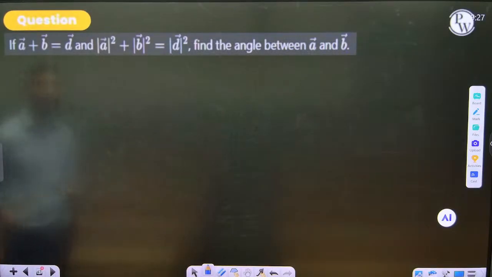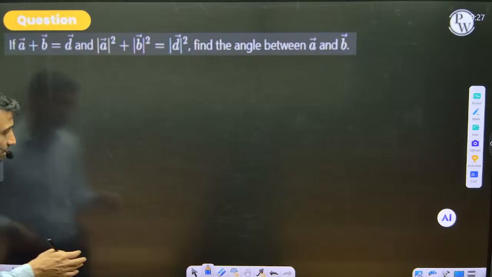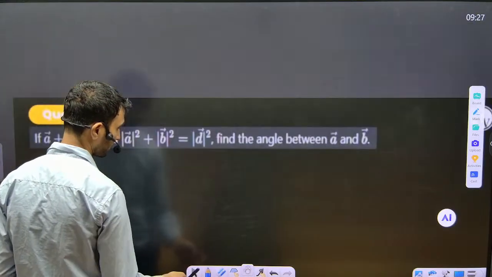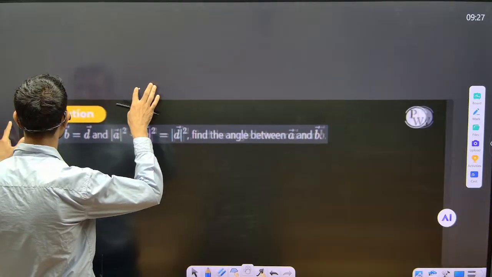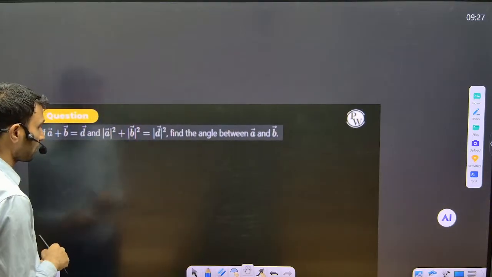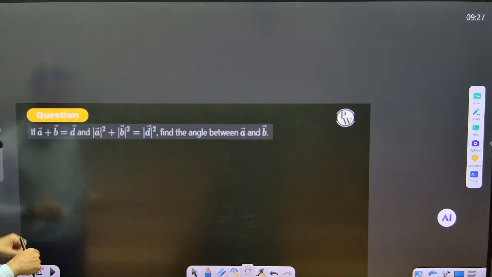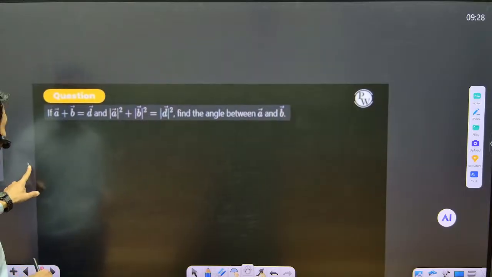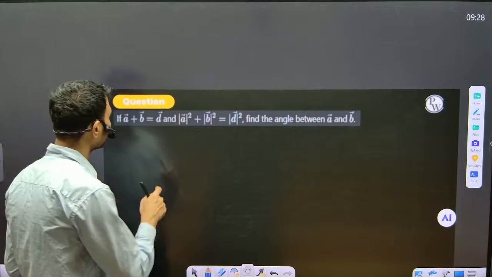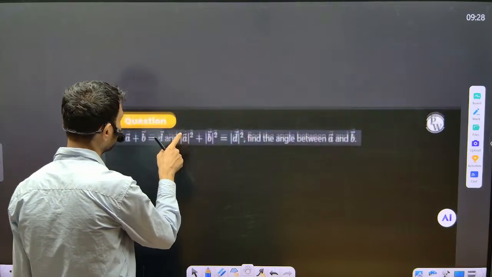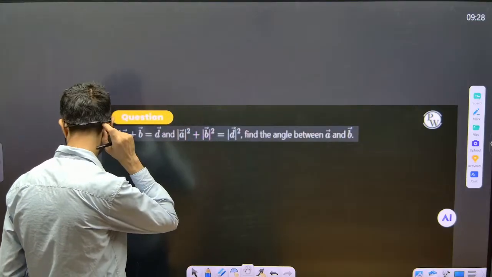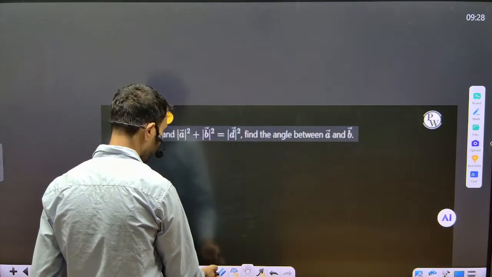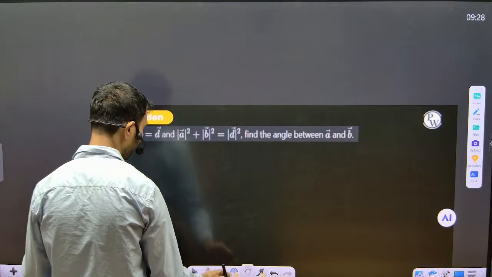If A vector plus B vector is equal to D vector, let's try to understand some things here. What I want you to understand is this. You have A vector plus B vector is equal to D vector, right? And mod of A vector plus mod of B vector is equal to mod of D square, right? So first of all, do you understand this or not?